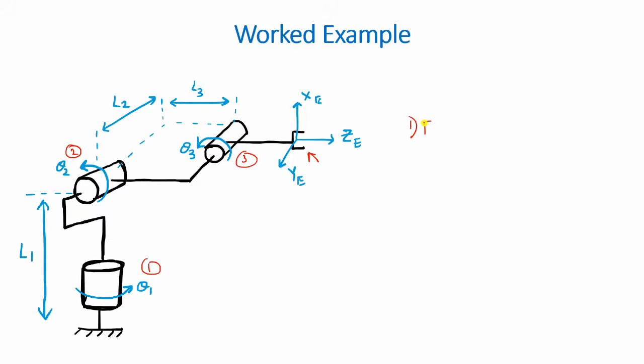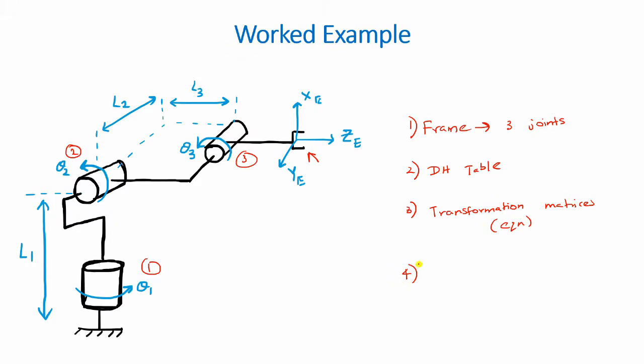The first being frame assignment, and this will be done for the 3 joints. From this we will look at making the DH table, and from the DH table the transformation matrices. And this can be done using the equation we have learned. And from the transformation matrices, we can do any matrix algebra to find any unknowns that we don't know. In this case, we look for T0,3.